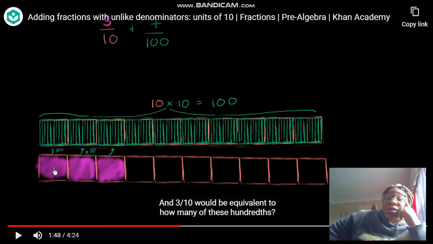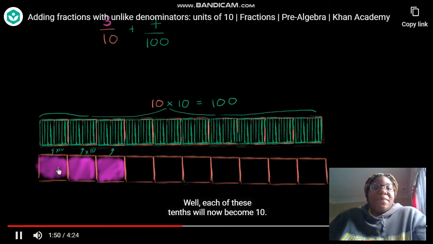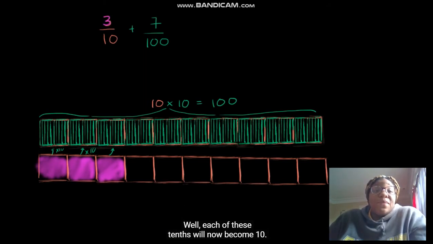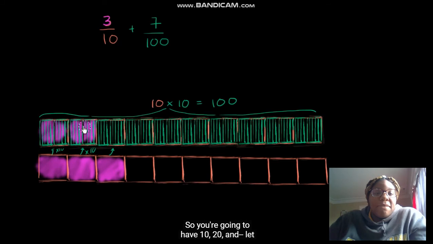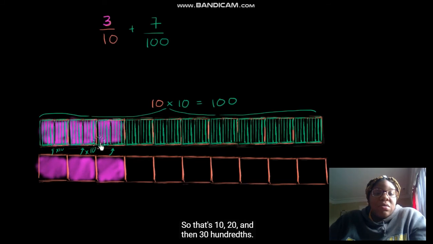What do you think? Let's see if he's going to get to the answer that you are thinking about. Well, each of these tenths will now become 10. So you're going to have 10, 20, and let me color them in better. So that's 10, 20, and then 30 hundredths.